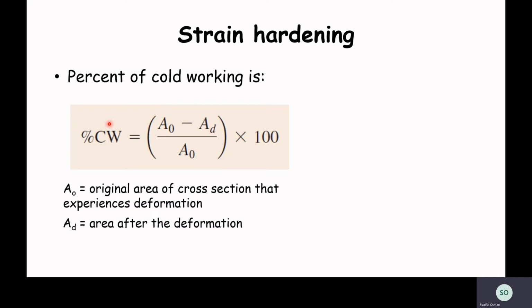So to determine the percentage of cold working, we have to subtract AD from the original area, and divide by the original area of the cross section that experienced deformation. And by that, we can obtain the percentage of cold working.